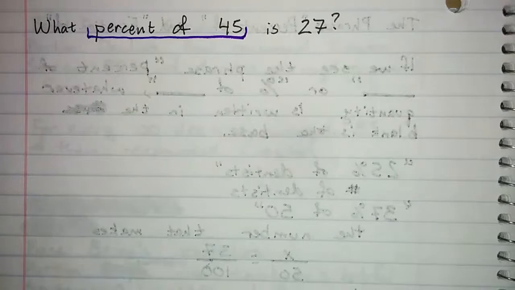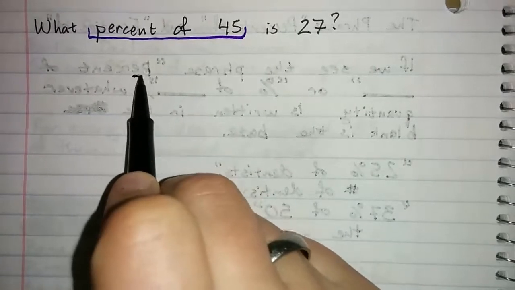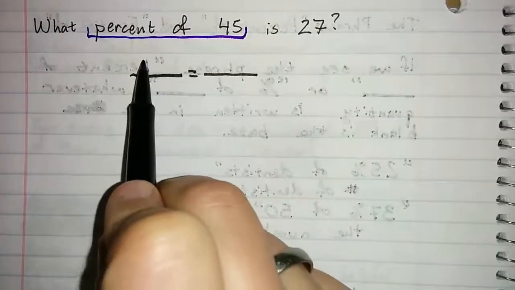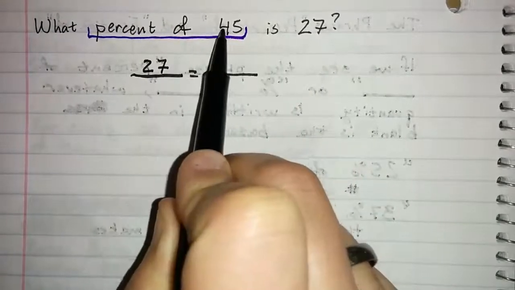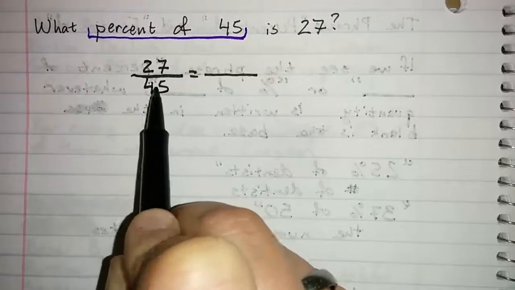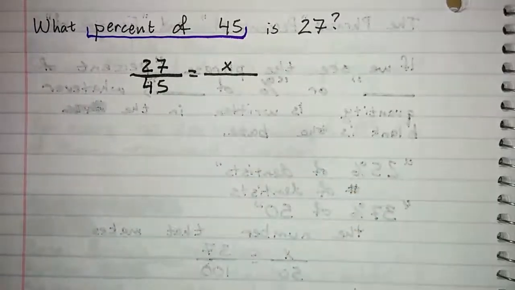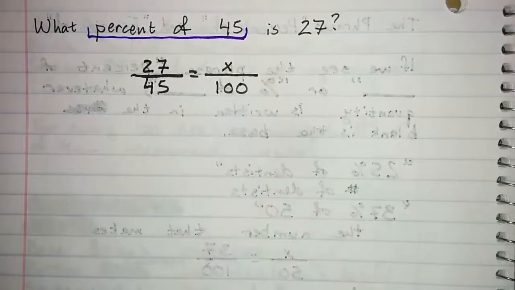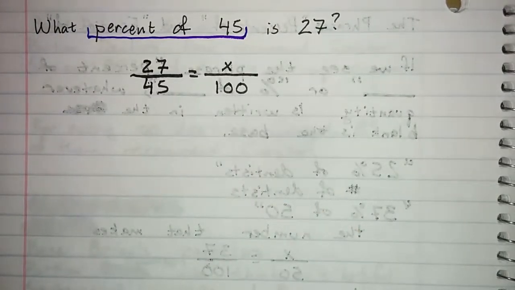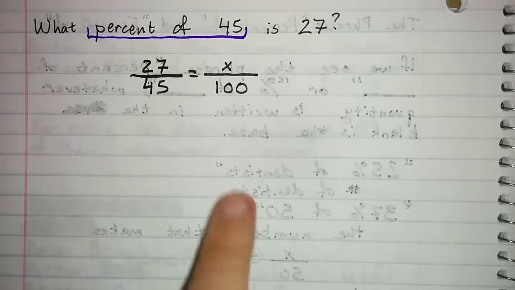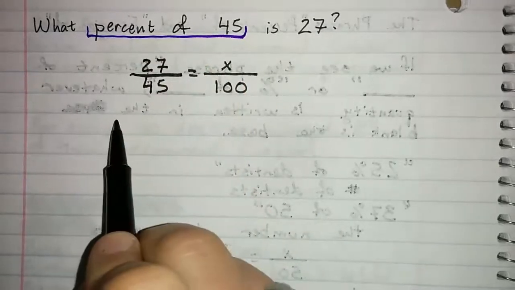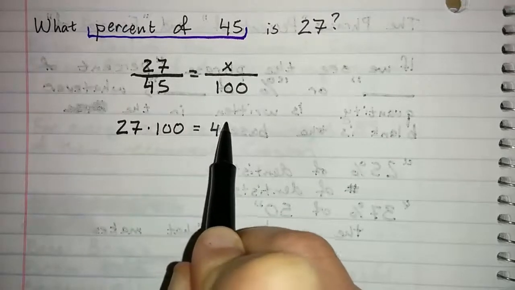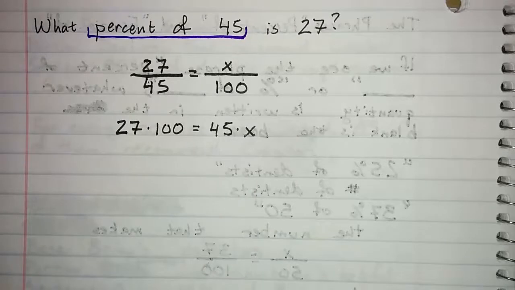So once again, we set up our percent proportion. The portion is 27. The base is 45. And the percentage is what's unknown. Percentage is x out of 100 as usual. We solve in the usual way. We take the cross products. 27 times 100 equals 45 times x.